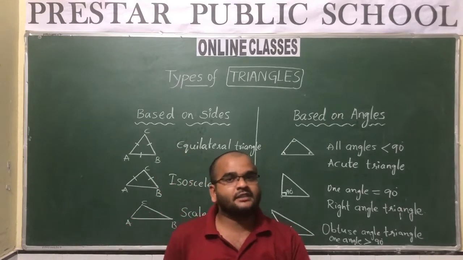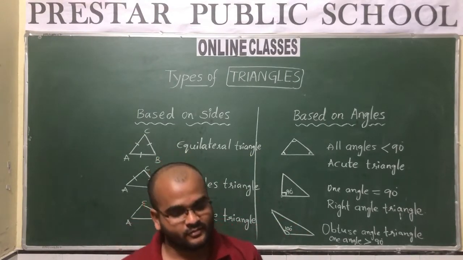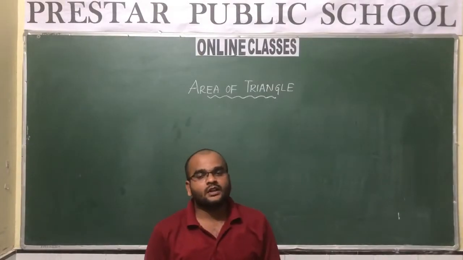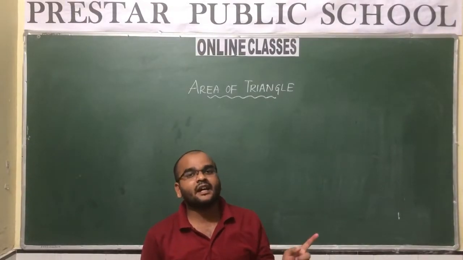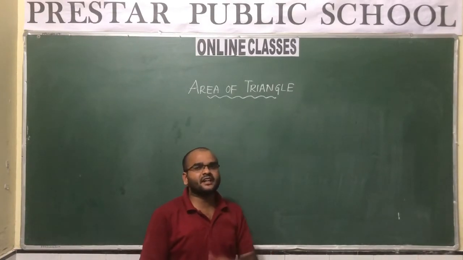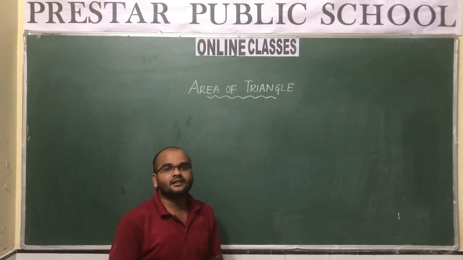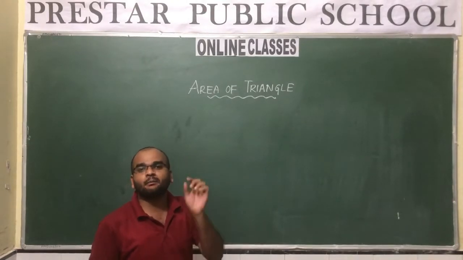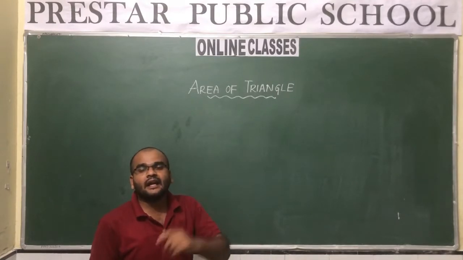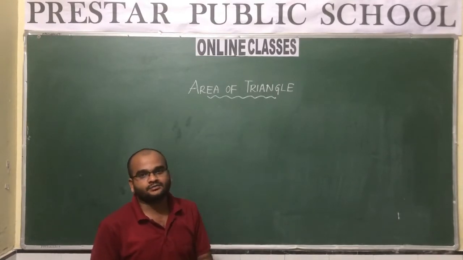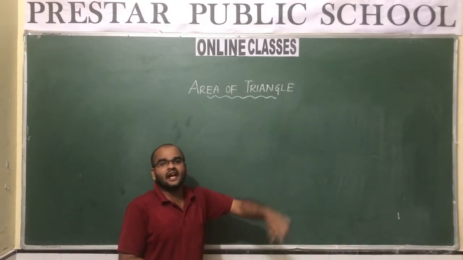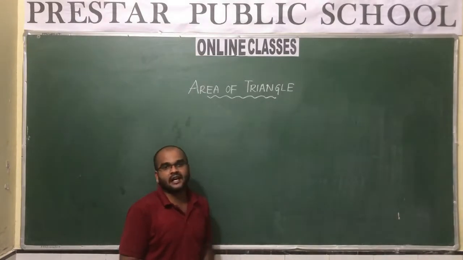Now, let us discuss the area of a triangle. Do you know the meaning of area? Area means the space occupied by any object. The space occupied by any object is called area. Area of a triangle means the space occupied by the triangle.